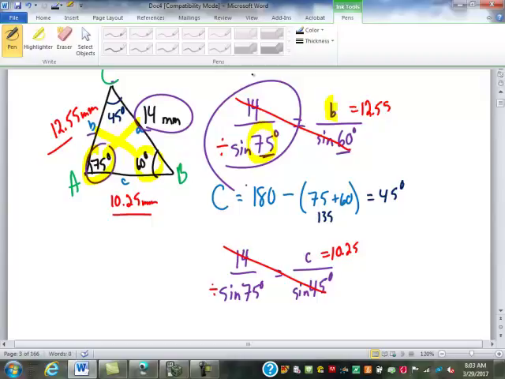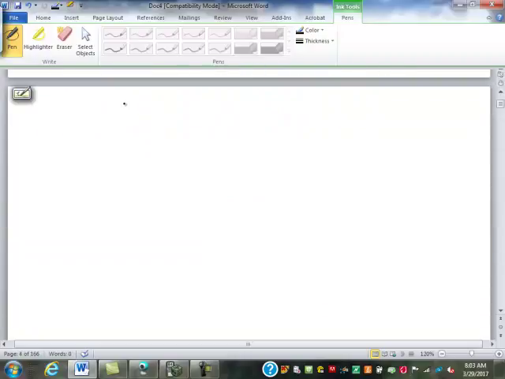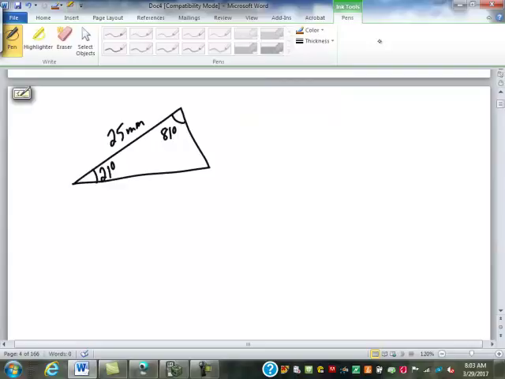The next case up the ladder of difficulty would be knowing two angles and a side that's between them. So let's say I tell you this is 21 degrees and this here is 81 degrees. And if I tell you that this side here says 25 millimeters. So again, I can label it however I want to. A lot of times in the packet and in the homework, they'll already be labeled. I'm going to call them A, B, C. So this is little a, little b, little c.